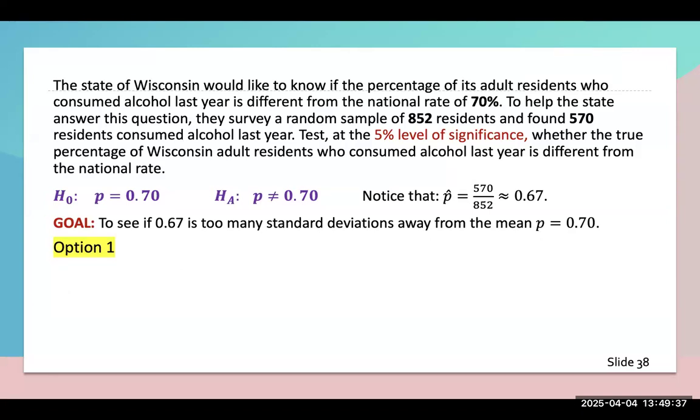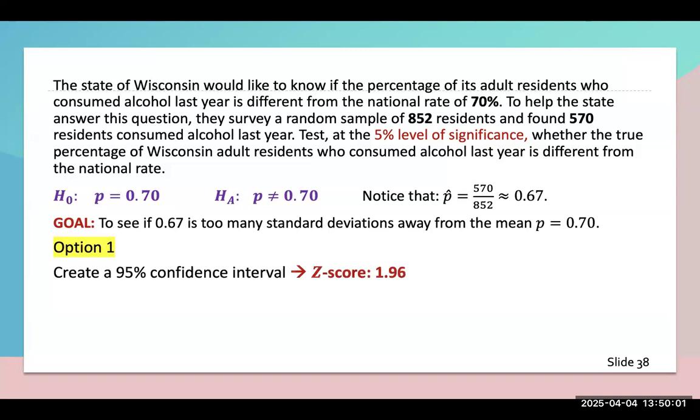Now there's two different options for the hypothesis test. The first option is very similar to what we did with confidence intervals, and the second option involves z-scores. I'm going to go over the first option because it'll probably make the most sense at this stage. And then I'm going to redo this problem with z-scores. So let's start with option 1.